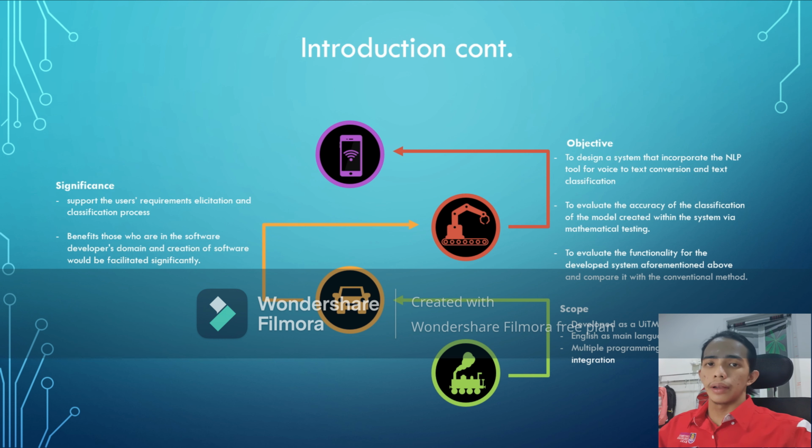And the second is to evaluate the accuracy of the model developed that will classify between functional and non-functional requirements, and the last one is to evaluate the functionality of the developed software, which is in conformation with all types of software development. They will always undergo functionality testing.